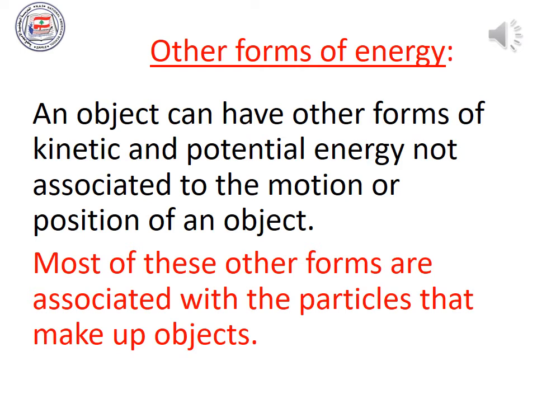Other forms of energy. An object can have other forms of kinetic and potential energy not associated with the motion or position of an object. So an object can have energy other than mechanical energy, which is associated with the position and the motion of an object. Most of these other forms are associated with the particles that make up the object.